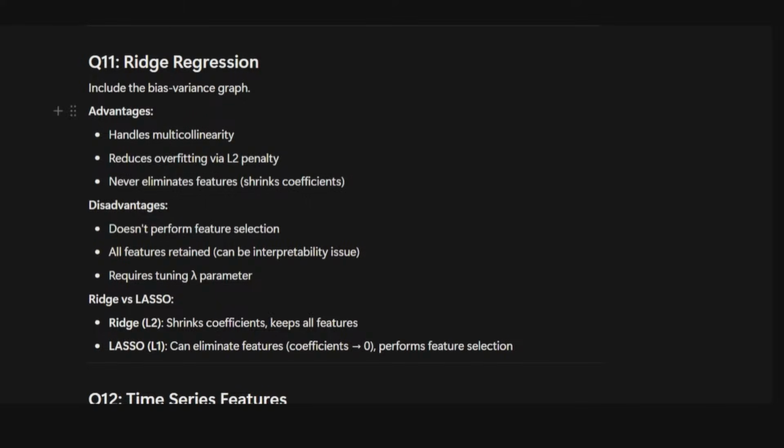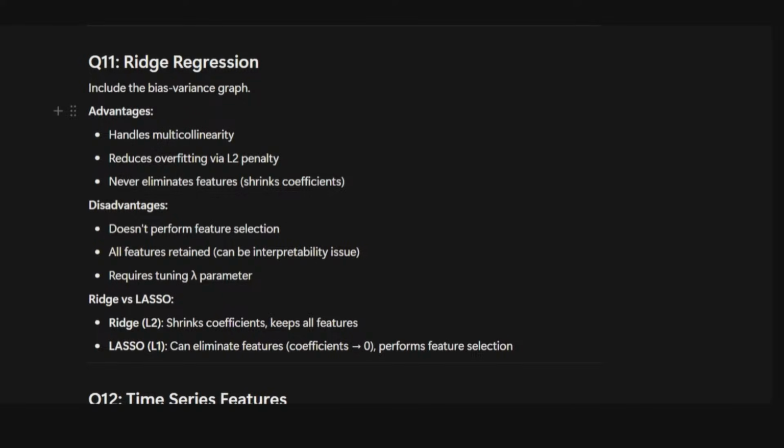So your advantage is that it handles multicollinearity, and this comes up because logistic regression does not work well with multicollinear data. That's why we use ridge regression in the first place. It also reduces overfitting using something called an L2 penalty. Ensure that you know that the L2 penalty is associated with ridge regression. It also shrinks your coefficients.